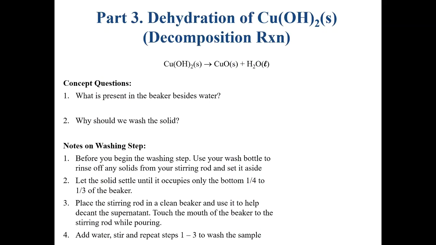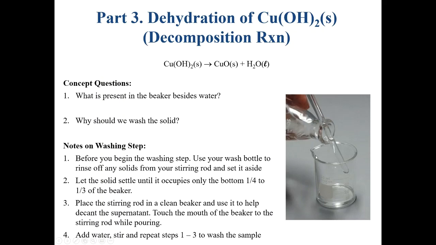You would use a wash bottle to rinse the solids off of the stirring rod, and then we would use the stirring rod to help us decant. So decanting is where you basically pour the liquid that's on top off. And you can see that in this picture. So what they're doing is they're taking a liquid and they're taking the stirring rod and they're pouring the liquid using the stirring rod into a beaker to get rid of the liquid from the flask.